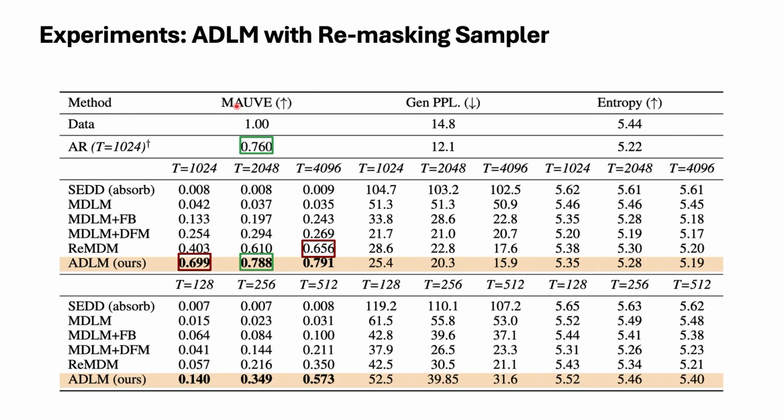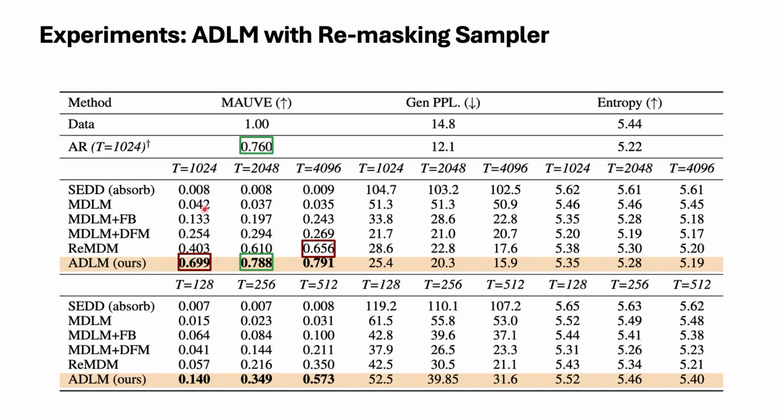Okay? And so we can look at an AR model and ask what the MAUVE score is. If it's really true human data, it's 1. For an AR model at this scale, it's 0.76. So where does any diffusion model stay? Diffusion models were much, much worse than AR models prior to our work. And this is at the same scale of 1024 decoding steps, which in the diffusion model is the number of demasking steps that you need.